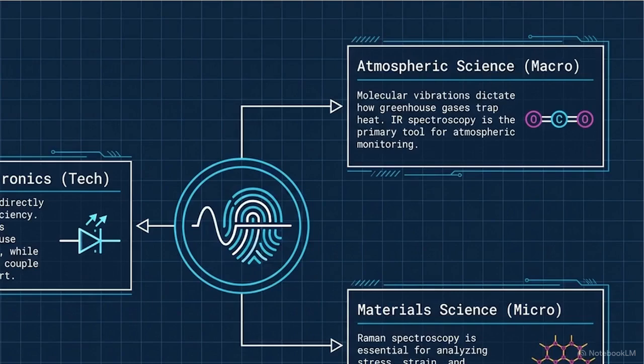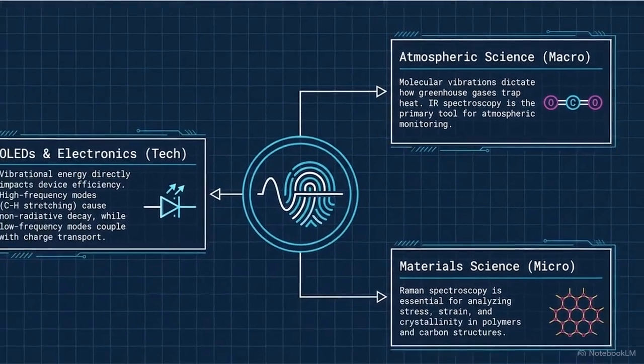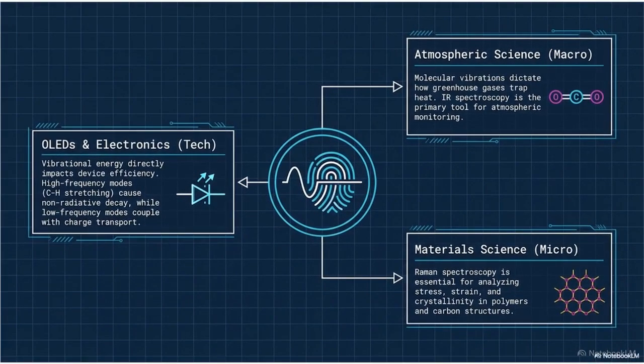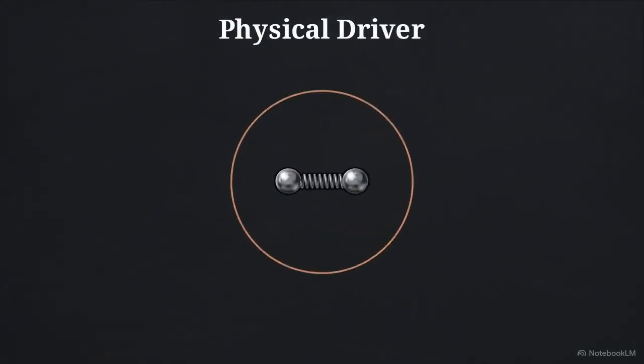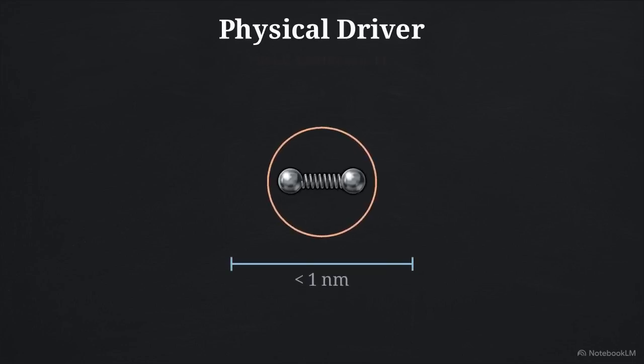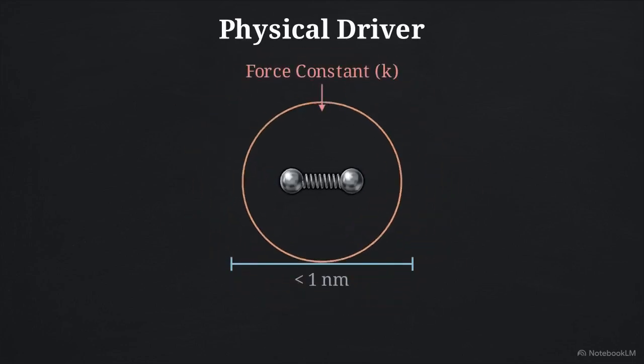This diagram outlines three major engineering challenges: the trapping of atmospheric heat by greenhouse gases, the structural integrity of synthetic polymers, and the non-radiative decay of OLED screens. On the surface, these operate in distinct fields of macroscopic science, yet they all share the exact same physical driver: the rapid, sub-nanometer vibration of chemical bonds.